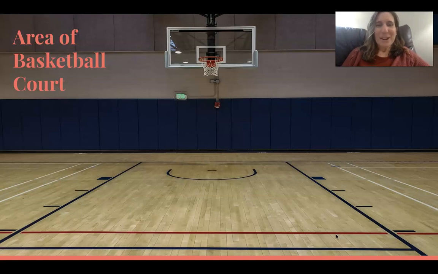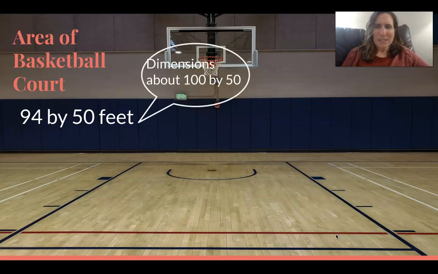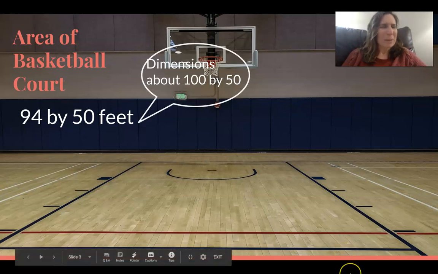Let's look at 3 scenarios today where in real life you would use area. This first one is the area of a basketball court. We need to know the measurements in order to order flooring or see how many people fit in the stands. A standard basketball court is 94 by 50 feet. So what's the area? Let's first think about the dimensions as about 100 by 50, right? So we know the area of a basketball court is about 5,000 square feet, but we need to know exactly because we don't want to overpay on our flooring.